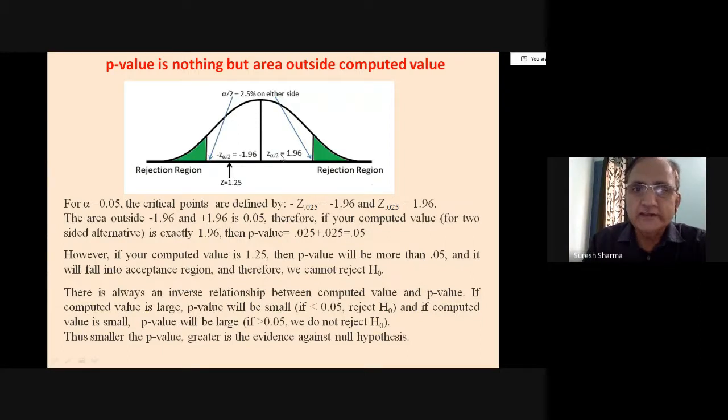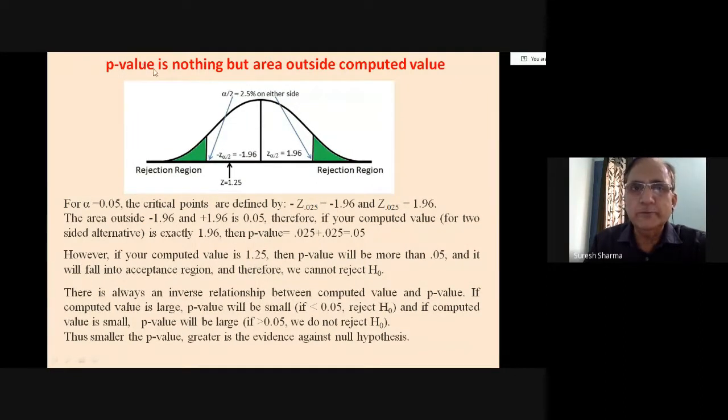Area outside this line or area outside the computed value. So if your computed value is exactly 1.96, then outside this area is p-value. So outside this area is 0.025, outside this area is 0.025. So it is 0.025 plus 0.025. That is equal to 0.05, if your exact computed value is 1.96. But suppose your computed value is 1.25.